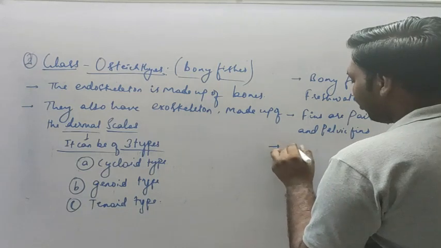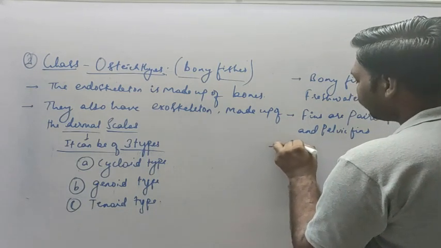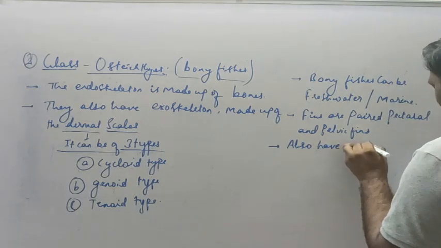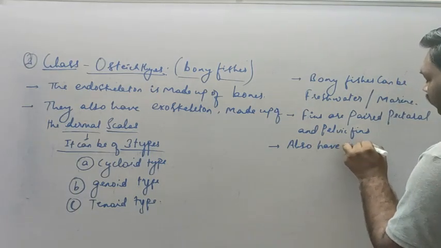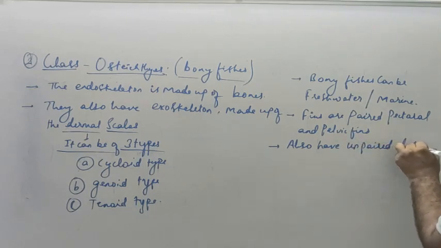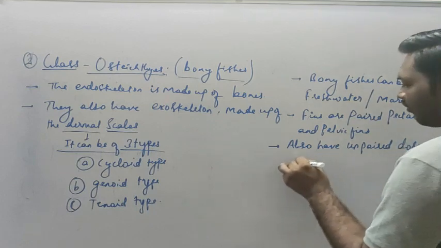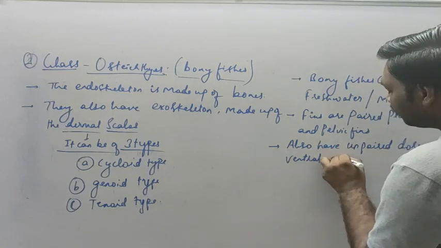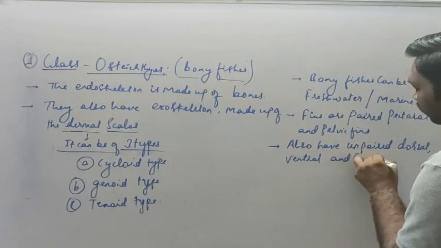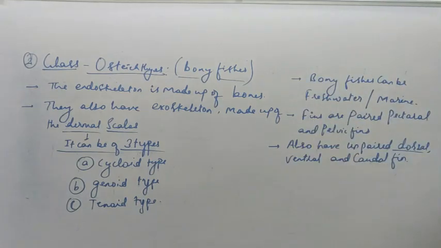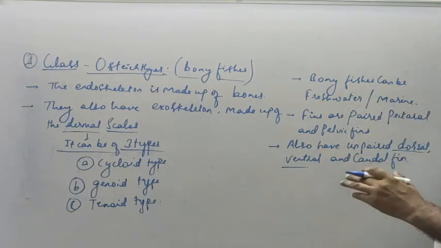The next, they also have the unpaired dorsal, ventral and caudal fin. Okay, so dorsal in the sense which is found at the dorsal part, ventral means near the stomach region, and caudal means at the tail part.